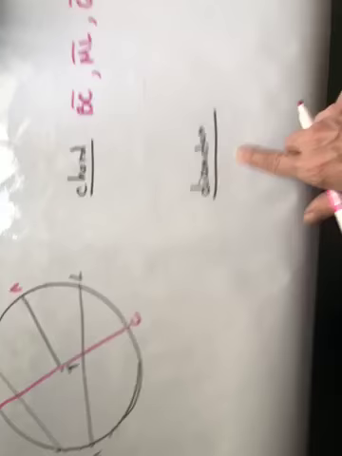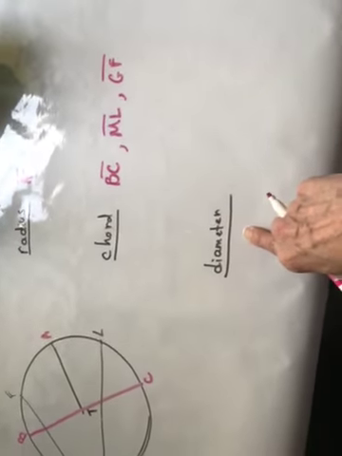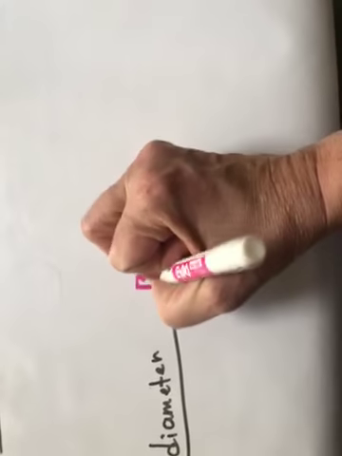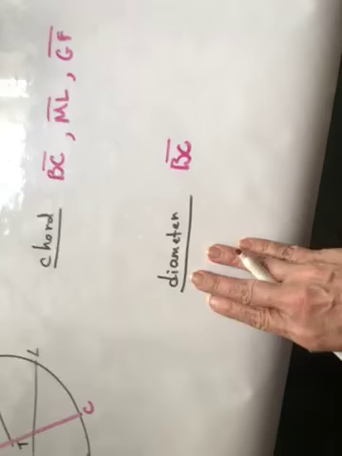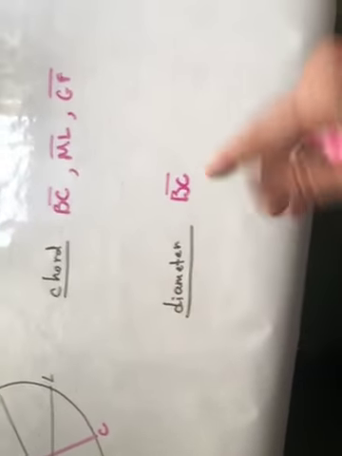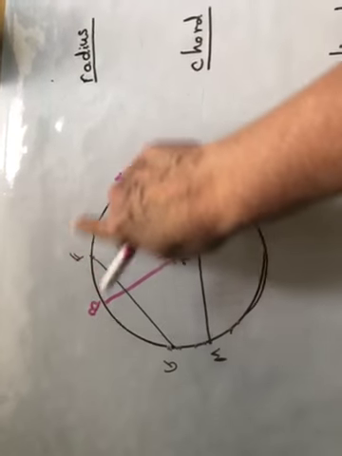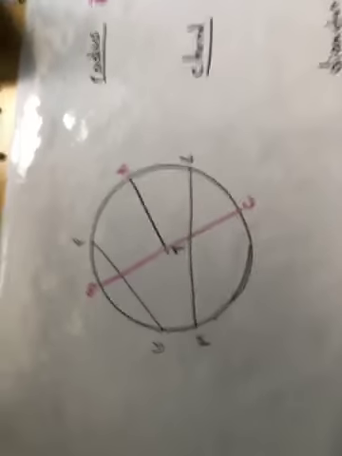So a chord that contains the center of the circle is a diameter, and our diameters split our circle in half. So your diameter here is going to be BC. Okay, all right, so remember, this divides it in half. So a diameter, and we're going to learn in the next section, divides our circle into 2 semicircles because I'm cutting it in half.